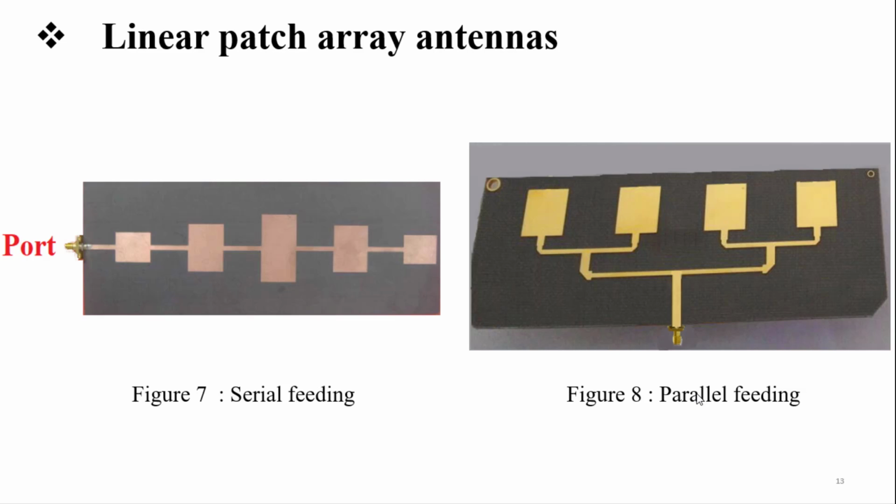Okay, we cannot observe a change in phase shifts between radiating elements. So this is the difference between serial feeding and parallel feeding. When I change the frequency at the input ports for serial feeding, the phase shifts between radiating elements change, but for parallel feeding we cannot observe a change in phase shifts. So here we have two types of linear patch array antennas.